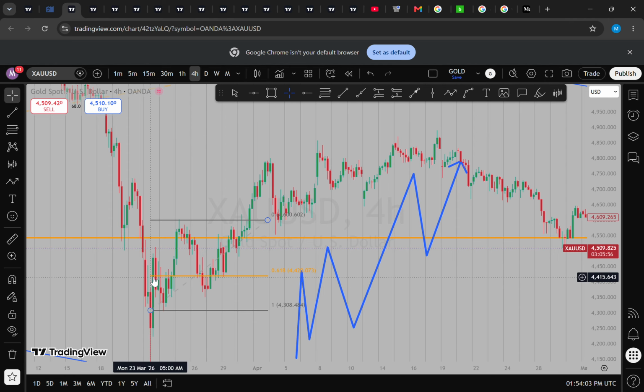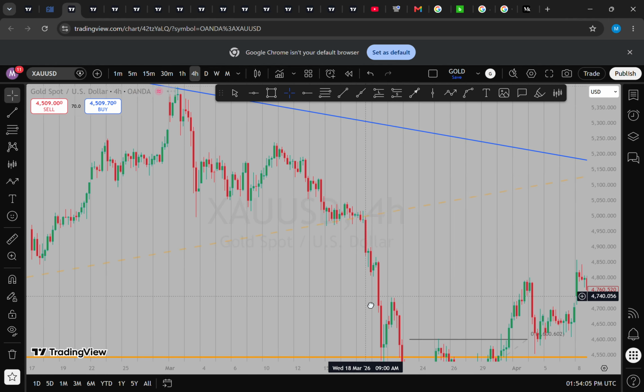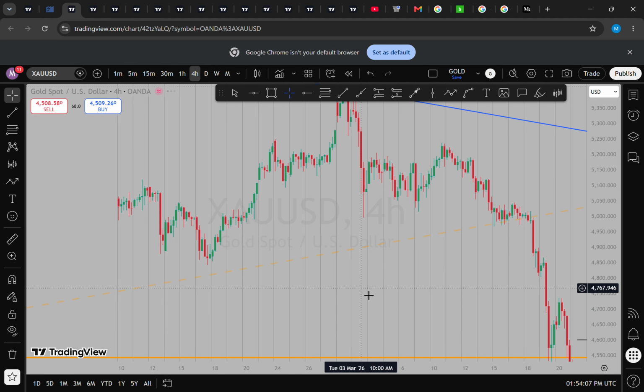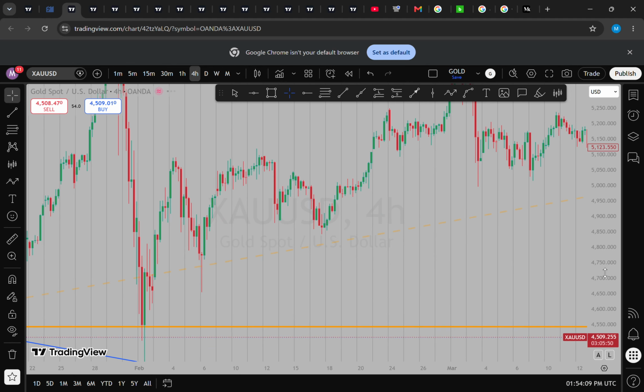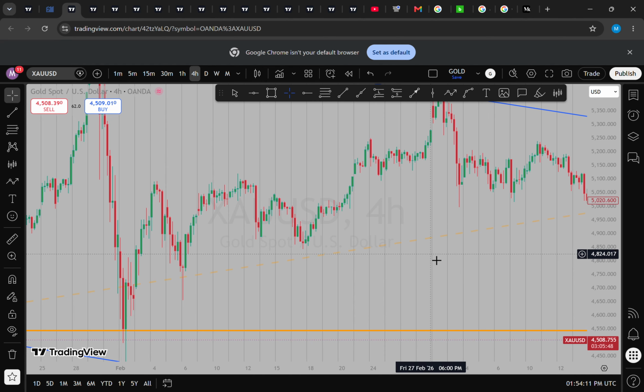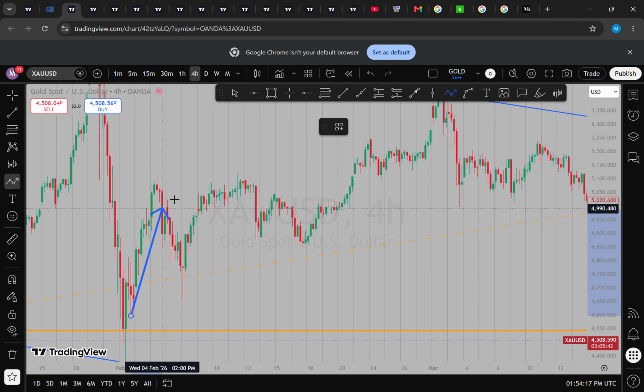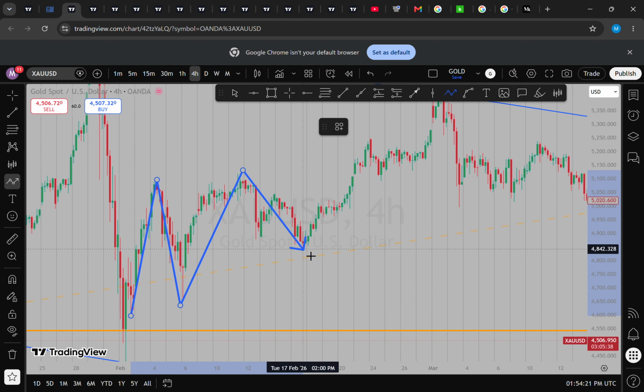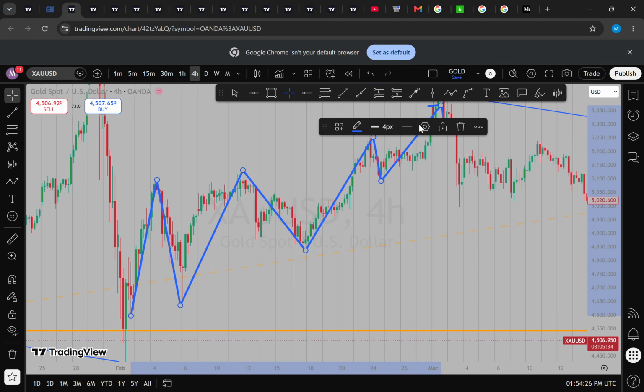Okay, so far so good. Let's identify more structures. You can see more structures here. This is also a structure, this is also a structure here. You can see major structures here. Okay, you can see how big this is. So inside this now, you have minor structures inside.